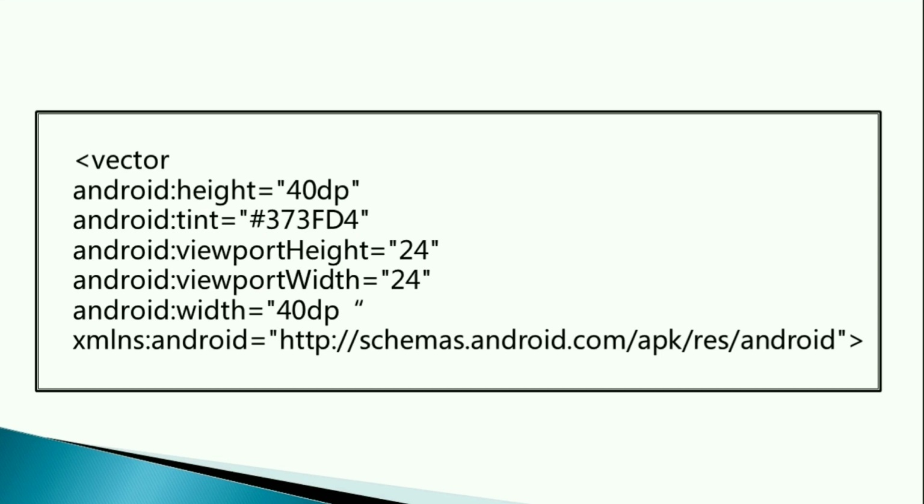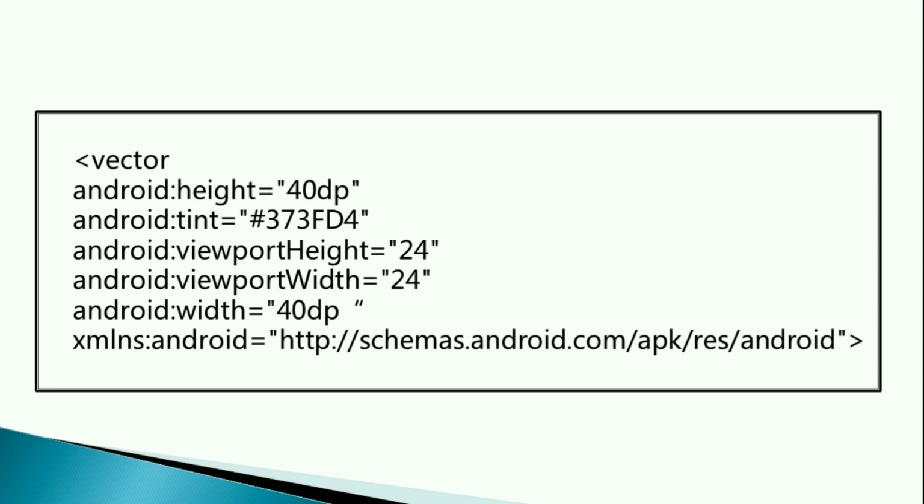We have declared XML namespaces Android. We have added attribute width of namespace Android. It is used to define the width of the drawable. Its value is normally specified as dp units. We have added attribute height of namespace Android. It is used to define the height of the drawable. Its value is normally specified as dp units.